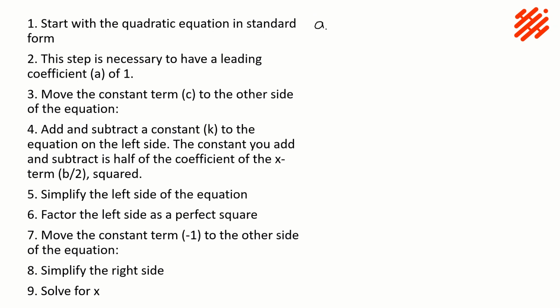Step 1. Let's start with the quadratic equation ax square plus bx plus c, and let us take some example: 2x square plus 4x minus 6 equals 0.